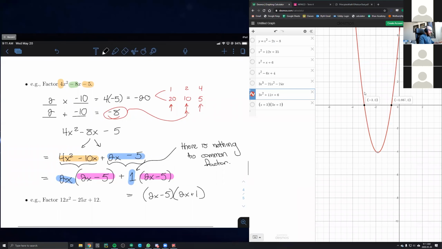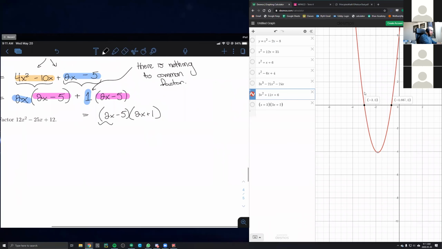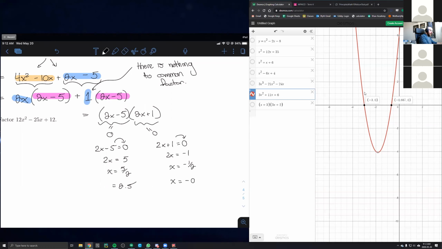Cool. I guess we could quickly find the x-intercepts here. So if we set this equal to 0, 2x minus 5 equals 0, 2x equals 5, x equals 5 over 2, or 2.5. So there's one x-intercept, and the other one comes from the other bracket. So again, we set the other bracket to 0, 2x plus 1 equals 0, 2x equals negative 1, x equals negative 1/2, or x equals negative 0.5.